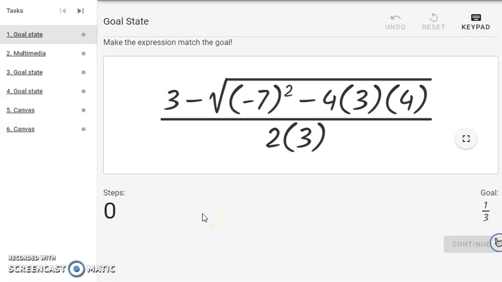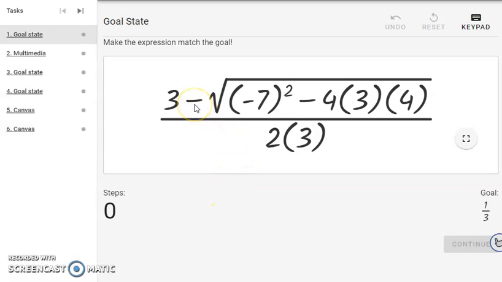So in this activity, I'm going to go through all of the goal state and Canvas problems with the idea that if you were absent on the day that the activity was assigned last week, you're able to at least see the problems being completed in their entirety. For those of you that were in class, it's a quick review of some of the main concepts and some of the tools that are available to you through graspablemath.